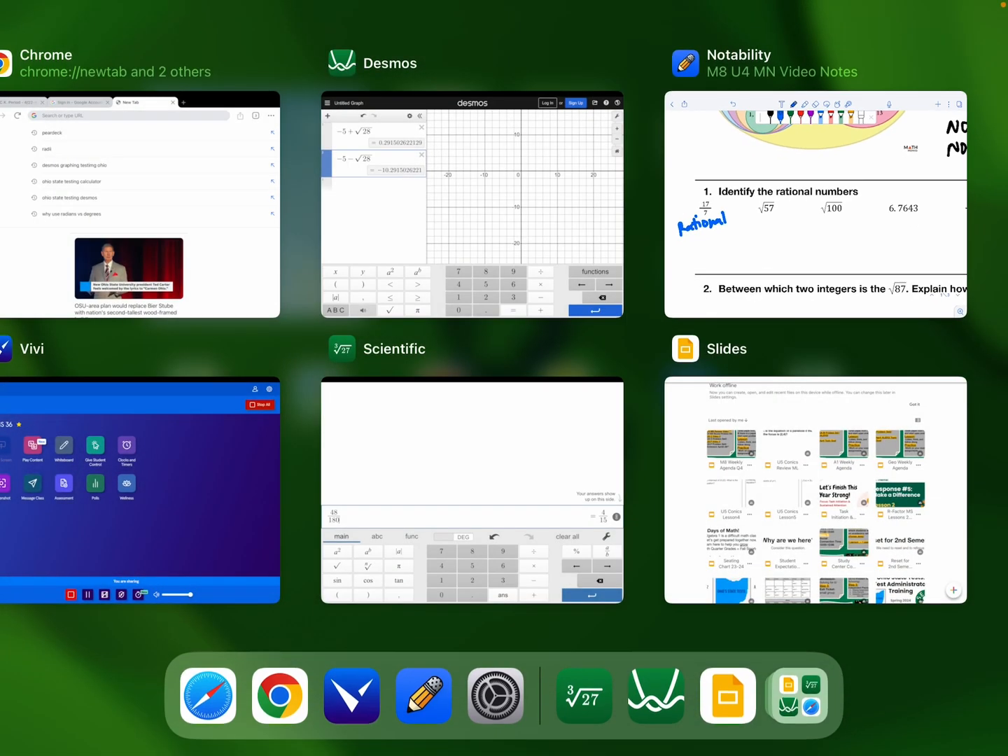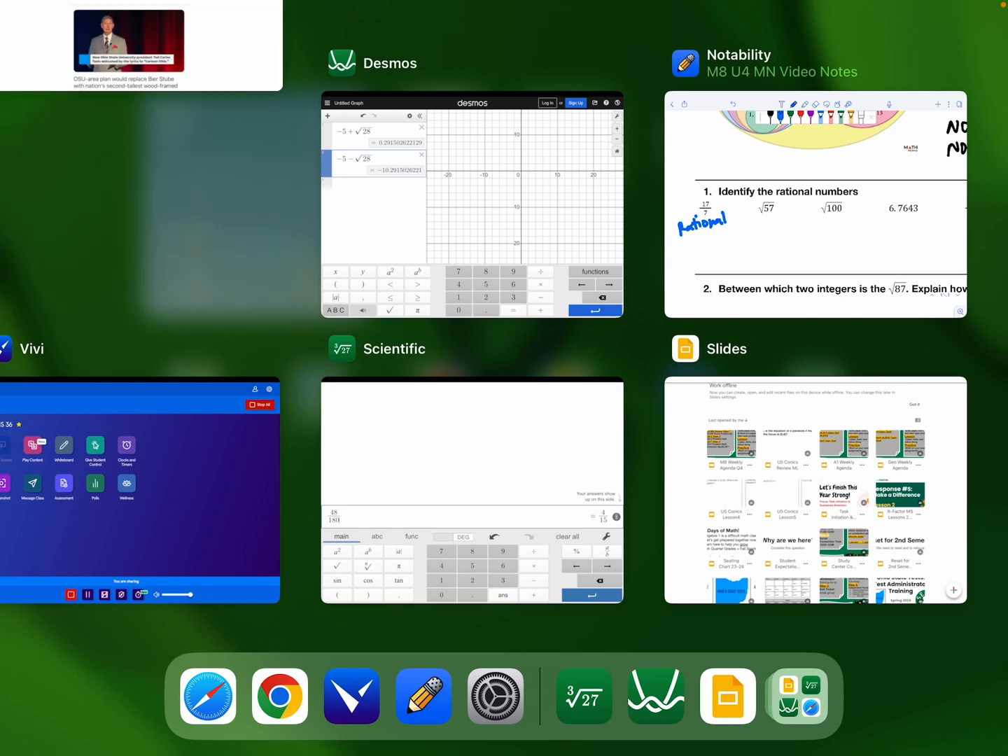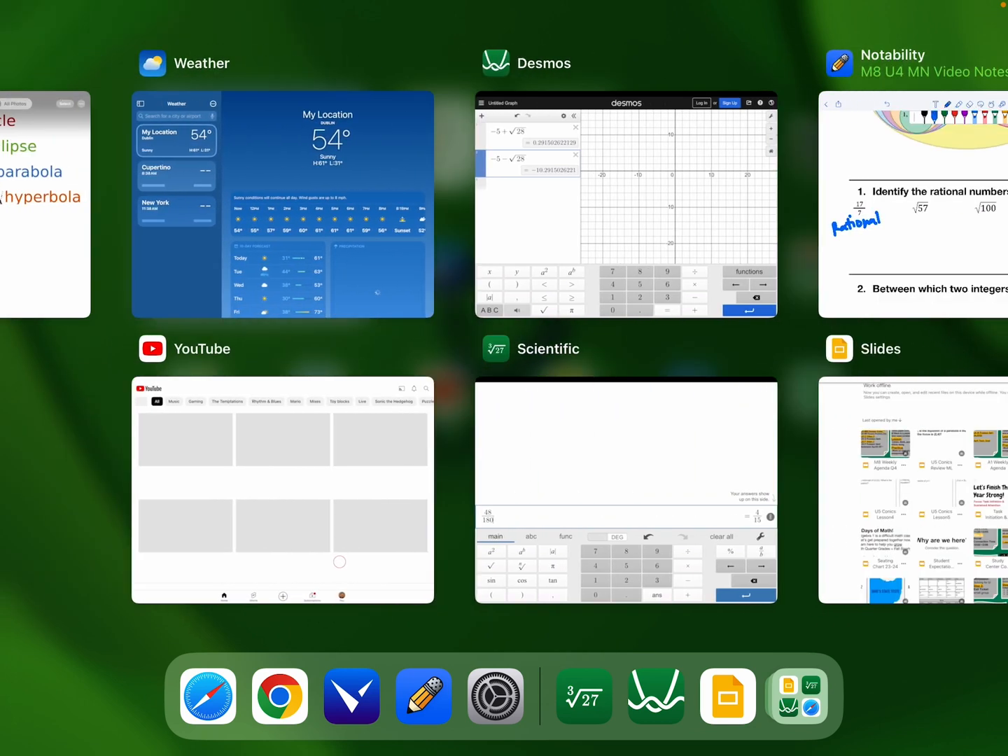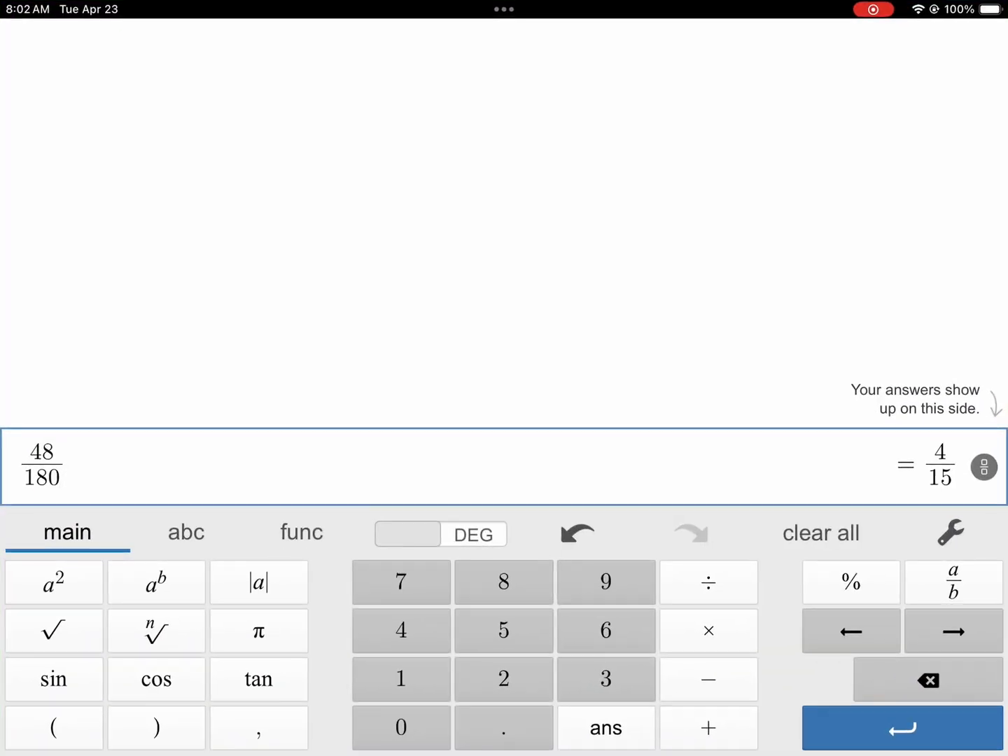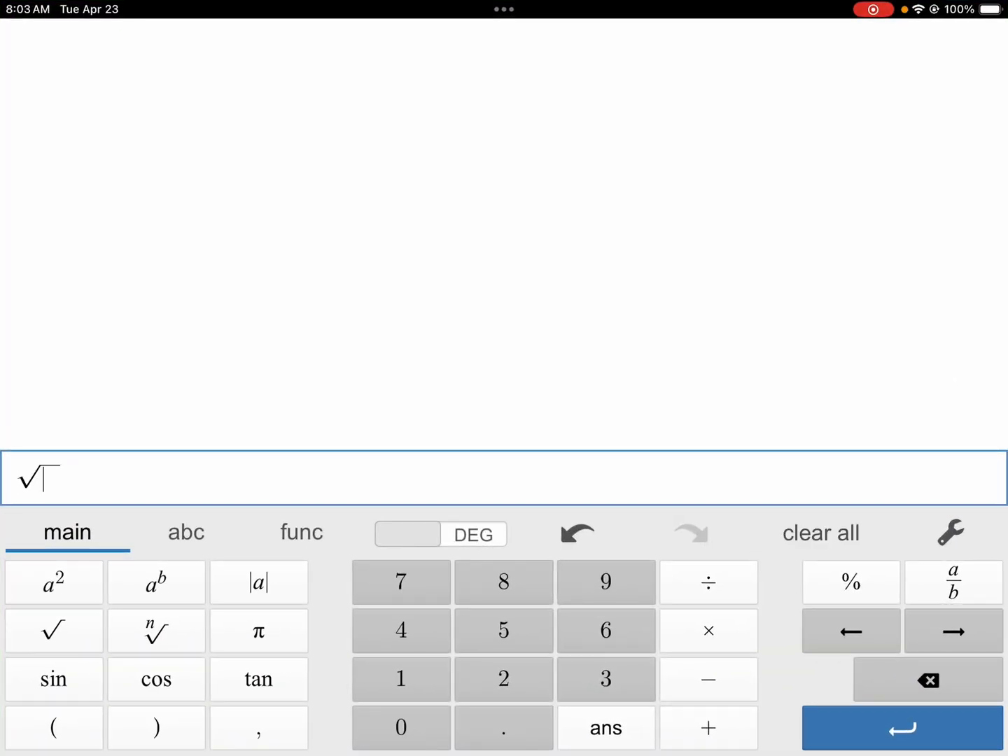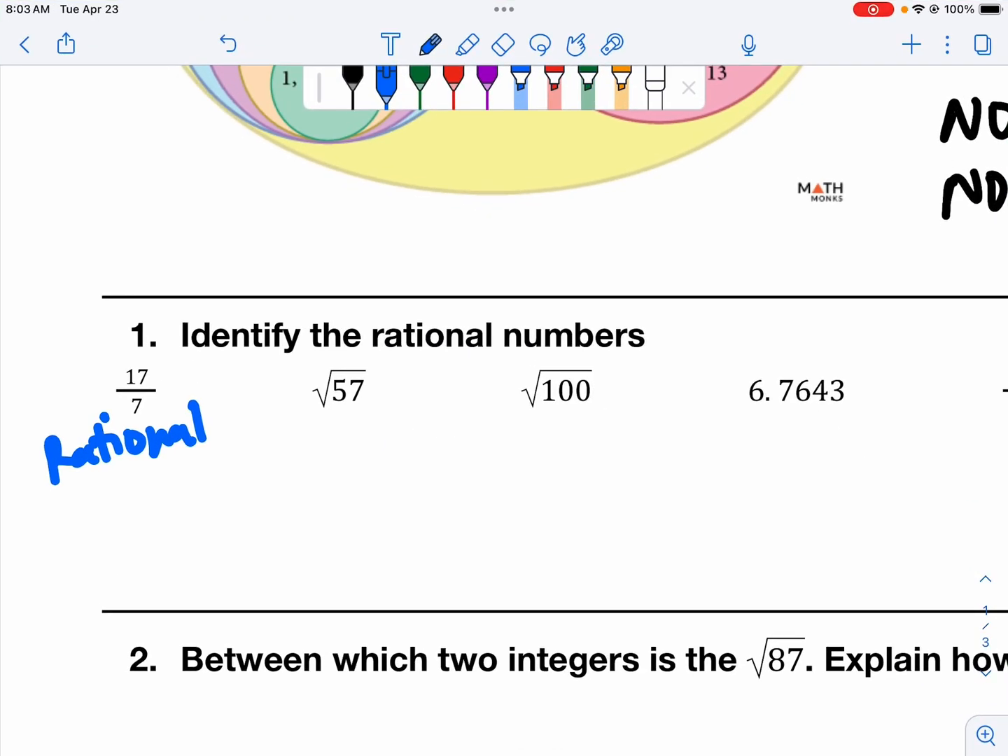So let me think about what is a rational number here. If I type in the square root of 57 and the square root of 100, the square root of 57 gives me a decimal. Though that decimal ends on this calculator view, it is not rational. It goes on forever. The square root of 100, that is rational. So here, this is irrational, and this one here would be rational.